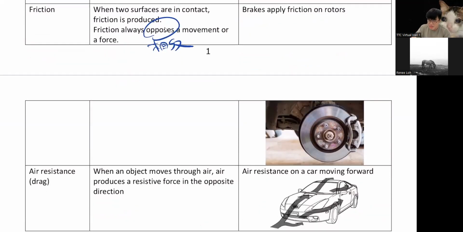What is a rotor? Rotor is this thing. Okay, have you seen this thing before? You go and look at your dad's car, you go to the front wheel, right? Usually it's the front wheel. Sometimes it's both wheels. Okay, you look at the front wheel, you squat down, you will see a tire, right? You look inside the tire, you will see this thing.